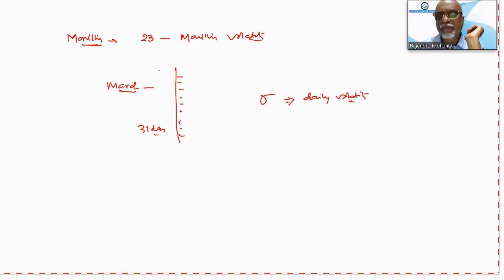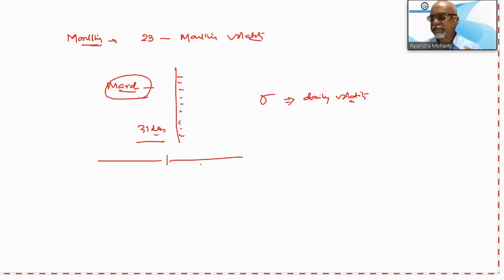So within a period of 1 month, what is the daily volatility? Means in a 31 days period, daily volatility means per 1 day, how much the price has gone down or gone up. So that is daily volatility. Similarly, we can calculate weekly volatility, monthly volatility, or any time volatility, 45 days or 80 days.